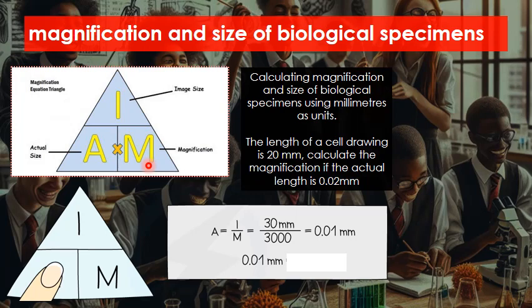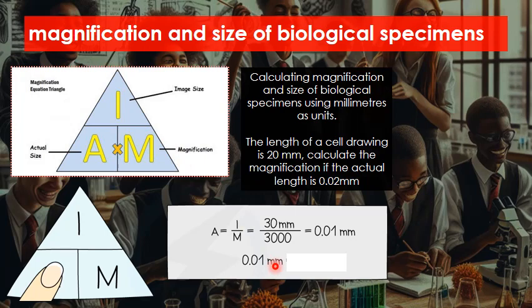So if we magnify something, let's say times 30, it means the size of that thing has been multiplied times 30. So the thing is appearing 30 times bigger. So for example, if you want to know the size of the image, you need the actual size. If you know the actual size times the magnification, that's how you get the image size.